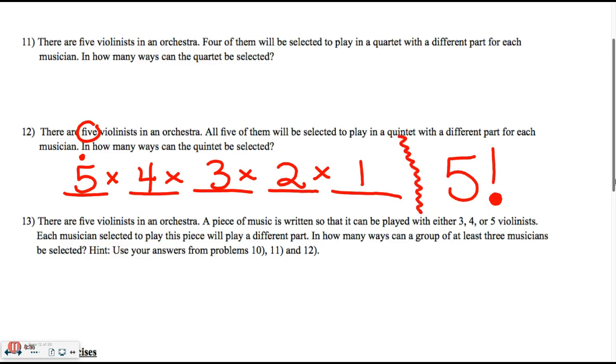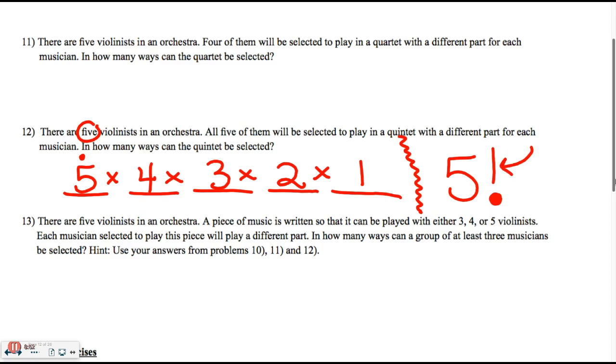But you notice if it had said 27 different parts with 27 different people, you don't want to go to your calculator and go 27 times 26 times 25 times 24, which is why this symbol was invented, so that we can program that into a calculator.